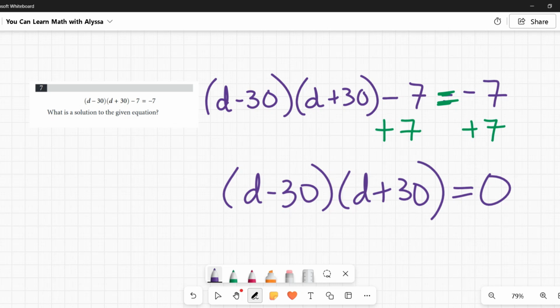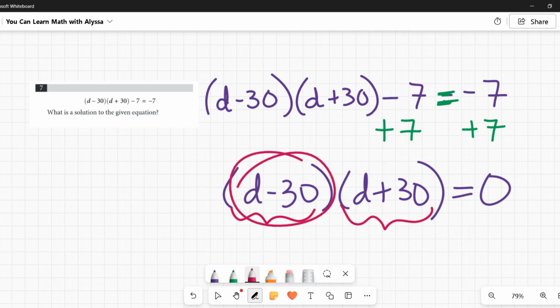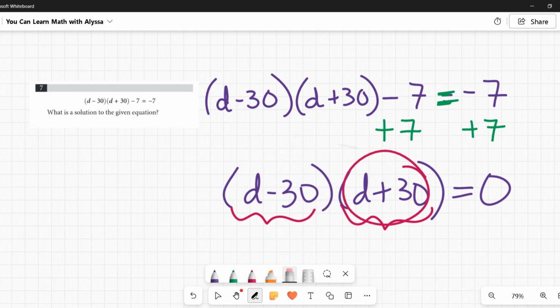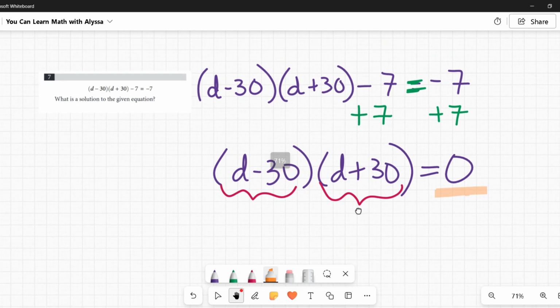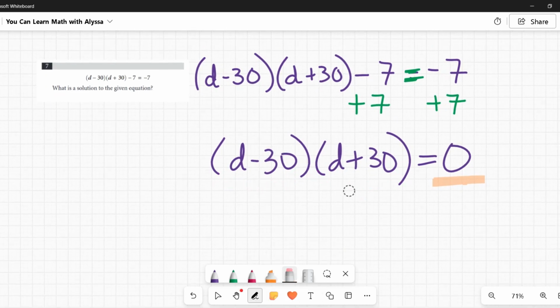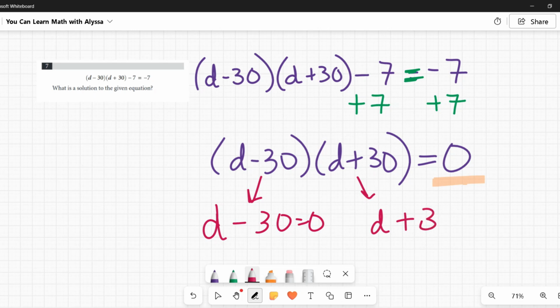So now we're in that normal algebra factoring situation where we have two numbers, because these both represent numbers. This is a number minus 30, which would be a new number, and a number plus 30, which is a new number. These two numbers multiplied together equal 0, which means one of them must be 0, one or both. That's how we solve quadratics: we factor them, they're multiplied together, and one or both of them has to equal 0, so we separate them and solve. What would D be if D minus 30 is the one that equals 0, and what would it be if D plus 30 is the one that equals 0?